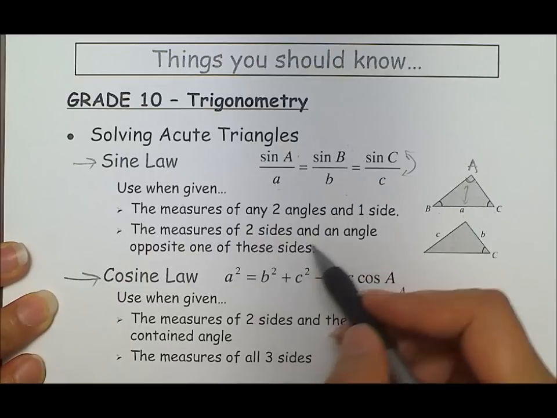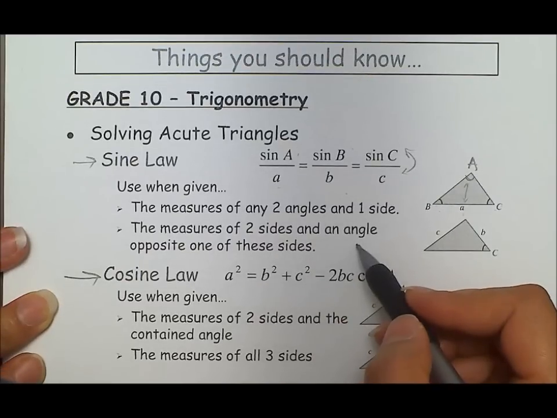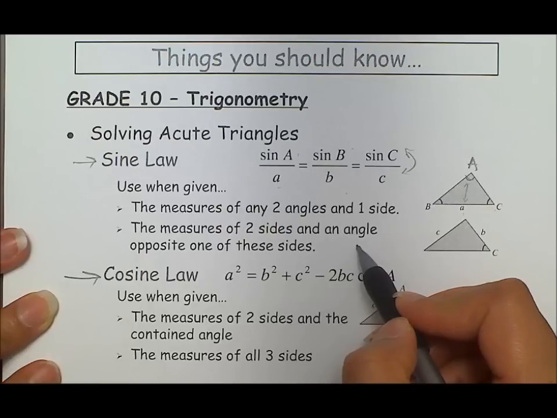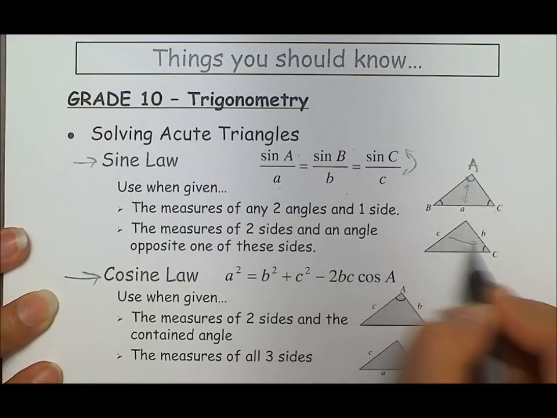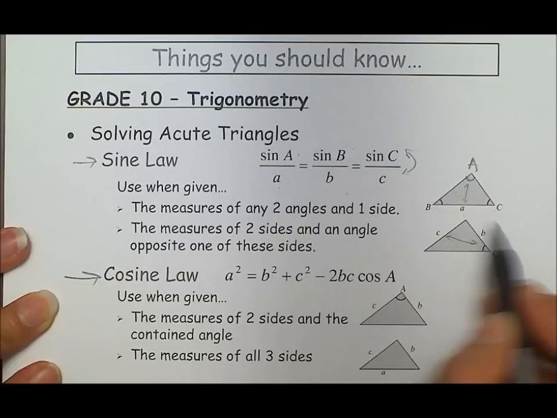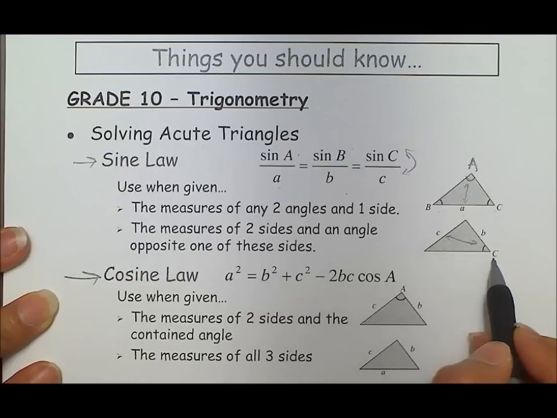The other triangle that you would have is if you had the measures of two sides and an angle opposite one of these sides. And the reason why you need an angle opposite one of those sides is so that you have one complete pair. Okay? So here you can see we have angle C, little b, and little c. And because you have little c and angle C, we have one complete pair, and that means you can use the sine law.